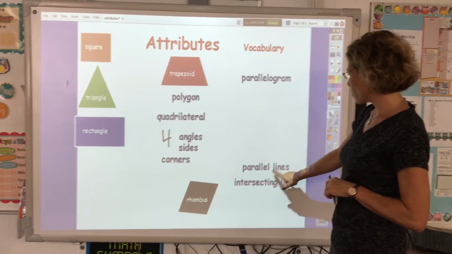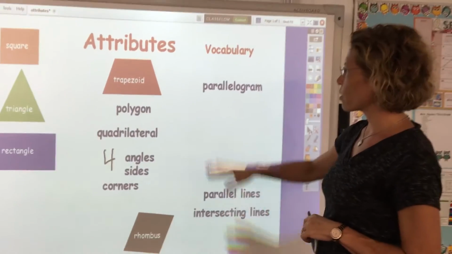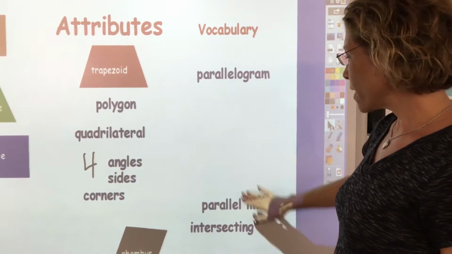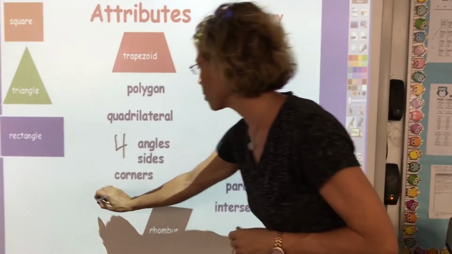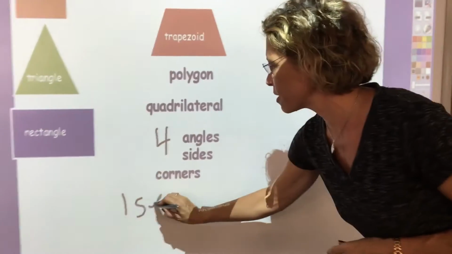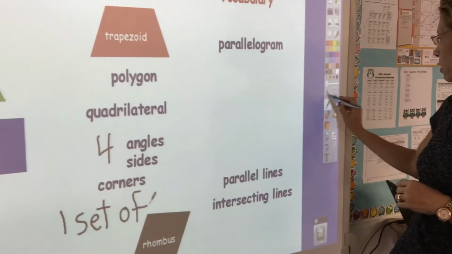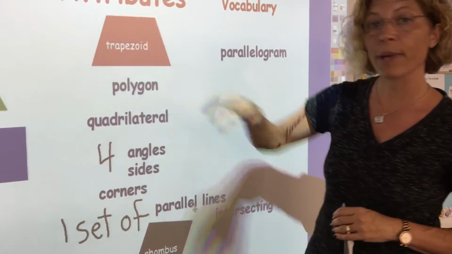So now we come to parallel lines. Well, we talked before if it was a parallelogram. No, it's not a parallelogram, but it does have one set of parallel lines. So that's what you could write. One set of parallel lines. Remember, the top and the bottom are parallel.